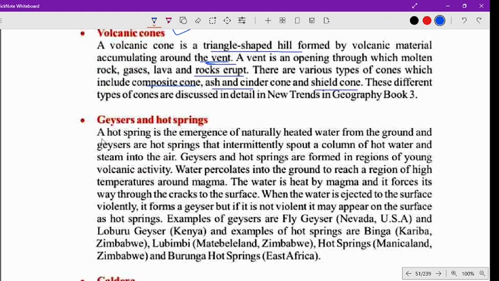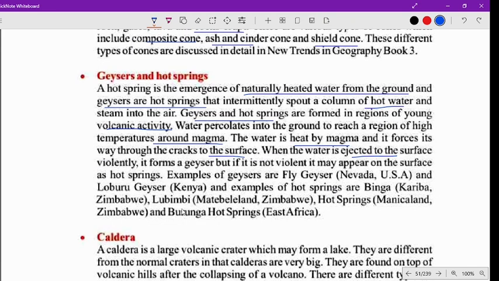Geysers and hot springs. A hot spring is the emergence of naturally heated water from the ground, and geysers are hot springs that intermittently sprout a column of hot water and steam into the air. Geysers and hot springs are formed in regions of young volcanic activities. Water percolates into the ground to reach a region of high temperature around the magma. The water is heated by the magma and it forces its way through the cracks to the surface. When the water is ejected to the surface, it forms a geyser, but if it is not violent, it may appear on the surface as hot springs.